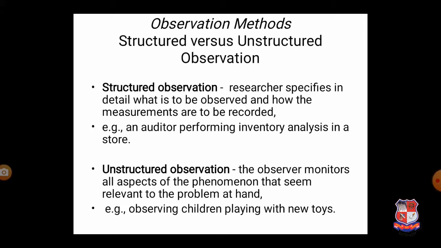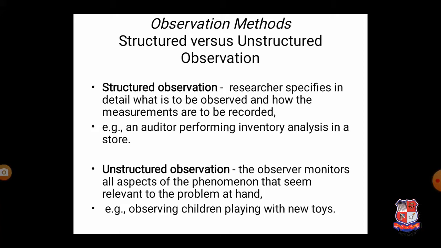First, we are going to discuss two types of observation. The first one is structured observation and the second one is unstructured observation. The meaning of structured observation is that the researcher knows what they need to observe. For example, inventory count: the researcher knows they need to count how many Lux soaps are available in a retail store. So it is an example of structured observation. In structured observation, researchers know what they need to observe.